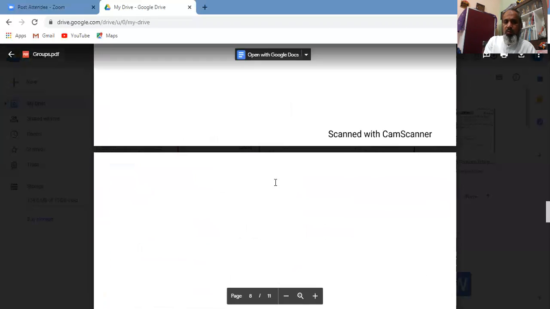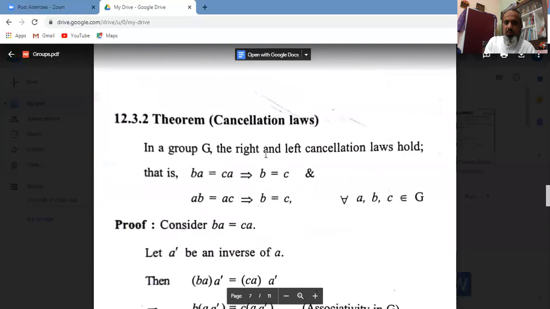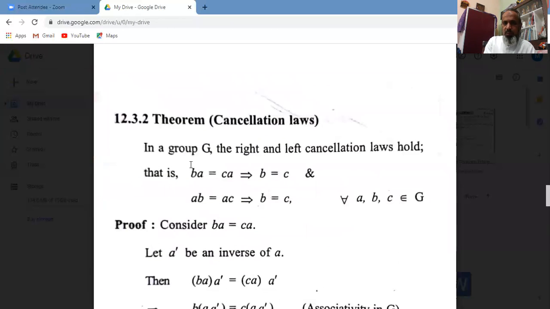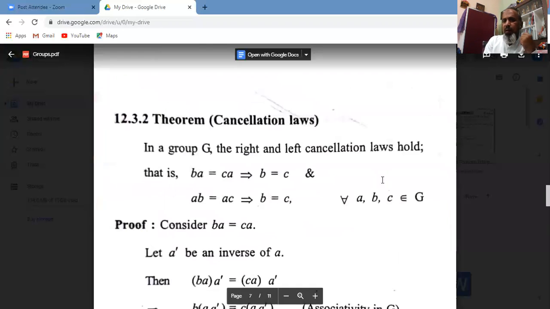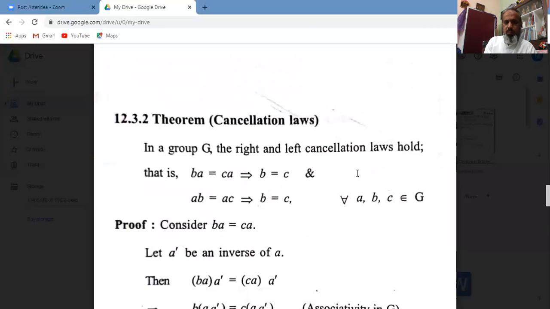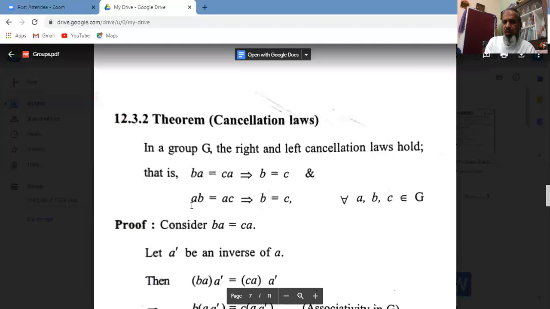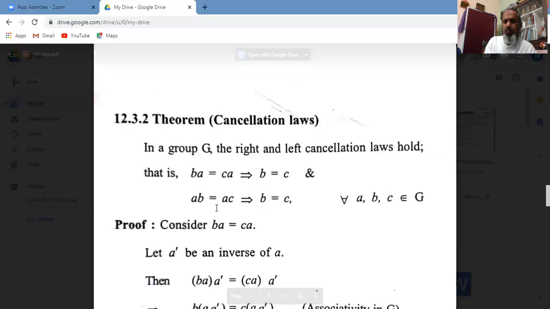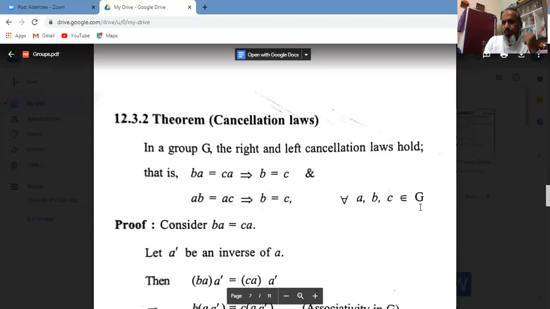Now, one more theorem is there. This is the cancellation laws. So what are cancellation laws? In a group G, the right and left cancellation laws hold. That is, if BA is equal to CA, then cancelling the right side element A, B is equal to C. And the left side cancellation law: AB is equal to AC, then cancelling A from the left, we get B is equal to C for all A, B, C belongs to G.